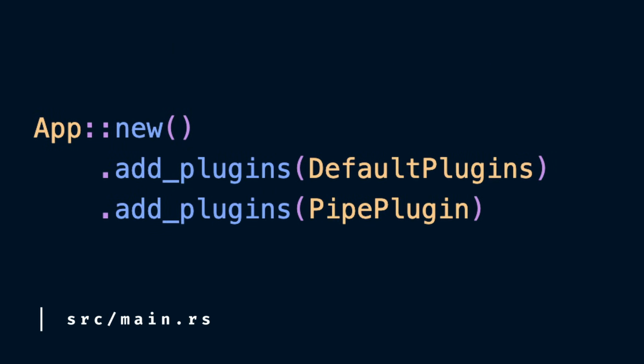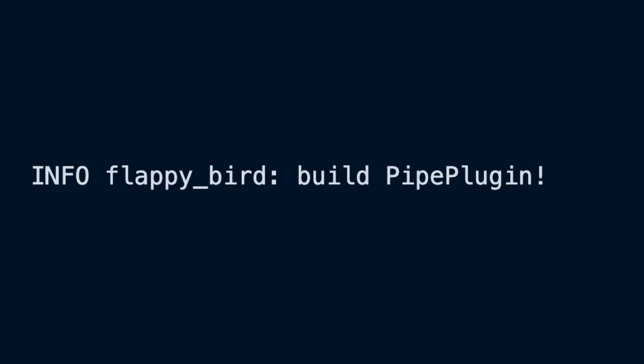Back in source main.rs, we'll add our pipe plugin to our app. I personally tend to like separating my application's plugins from the upstream plugins or third-party plugins like default plugins. So I've used an additional add plugins call here, but you could use a tuple and a single add plugins call as well if you prefer. Running the application with cargo run should now show our log when the build function runs.